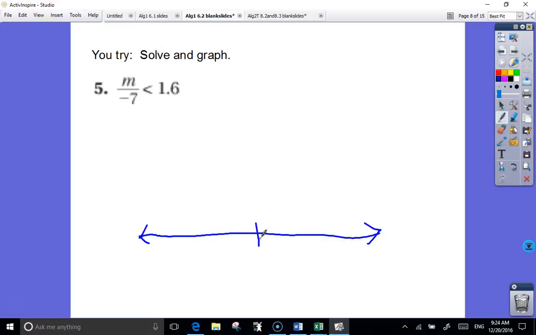What's the number that goes on the number line? -11.2. Is it open or closed? Left or right? So that is x is greater than, or m. Yeah, m is greater than -11.2. Are we all good with that? Yeah. Okay.